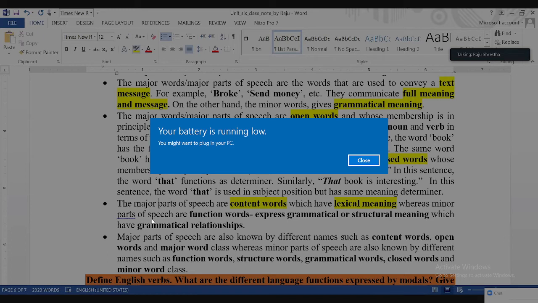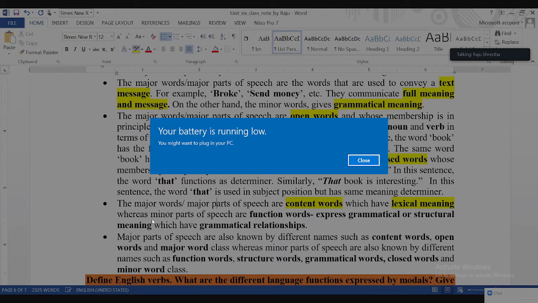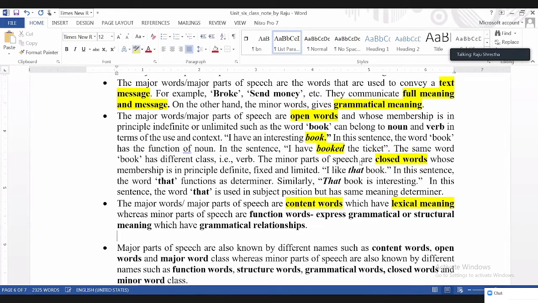Major words or major parts of speech are content words which have a lexical meaning, whereas minor parts of speech are function words that express grammatical or structural meaning, which have grammatical relationships. This is another difference. So content word, lexical word, main word, major word bring the main content, main message, main meaning. Then minor words are what? They are grammatical words, structural words, then function words.